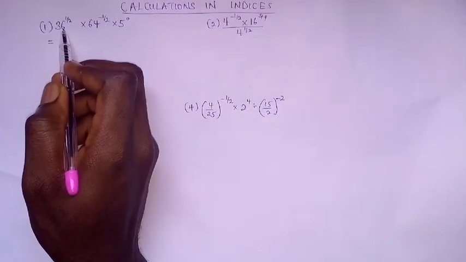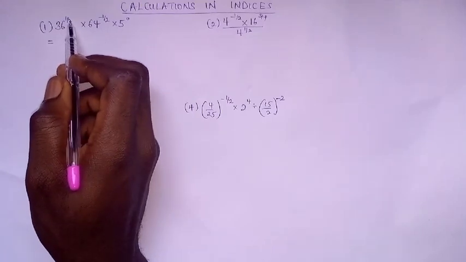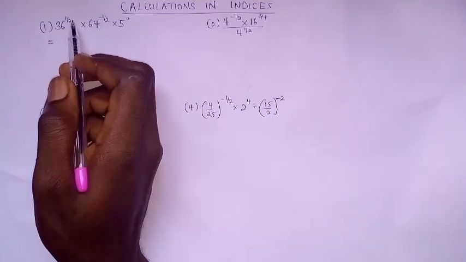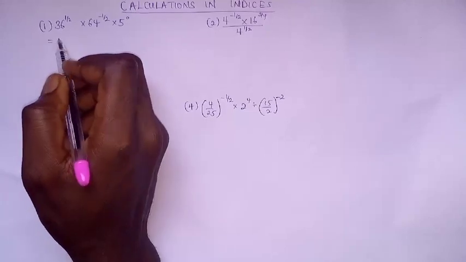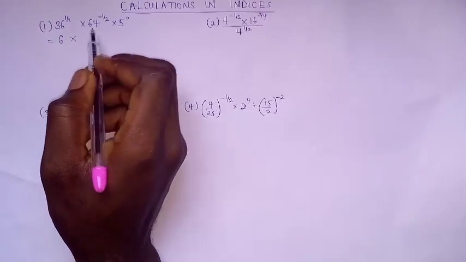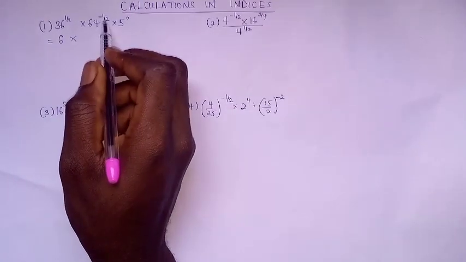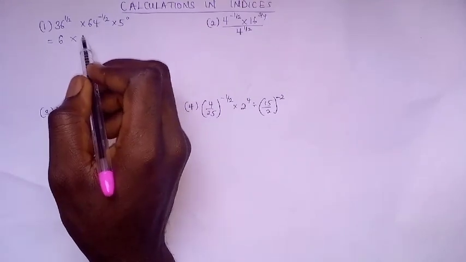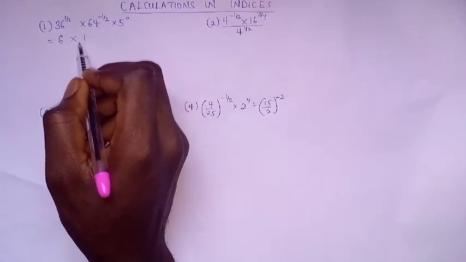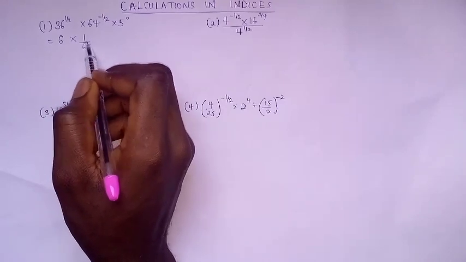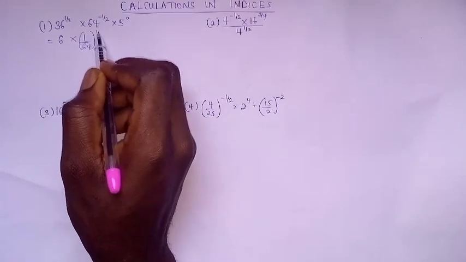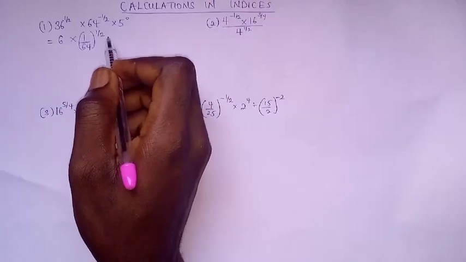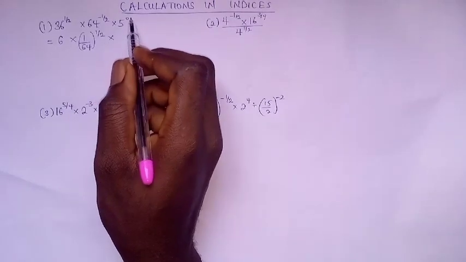So we have 36 to the power of 1 over 2, and remember that power 1 over 2 means square root. So the square root of 36 is 6, times, we have a negative index here. Changing the negative index to positive, we take the inverse of 64, and the inverse of 64 is 1 over 64 raised to the power of 1 over 2, times 5 to the power of 0.